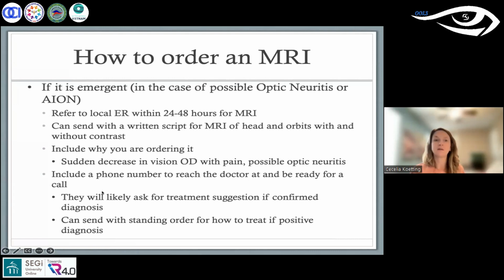You can also send them with a script to the ER saying, hey, this is what I want done, or what needs to be done and why. It kind of speeds up the process again for those admitting the patient to understand why they're being sent there. Again, why are we ordering it? Is this patient having a sudden decrease in the vision in that right eye with pain? Possible optic neuritis, giving them an idea of what to do. I always put my personal cell phone number just to make sure that if they have questions, they can get a hold of me.